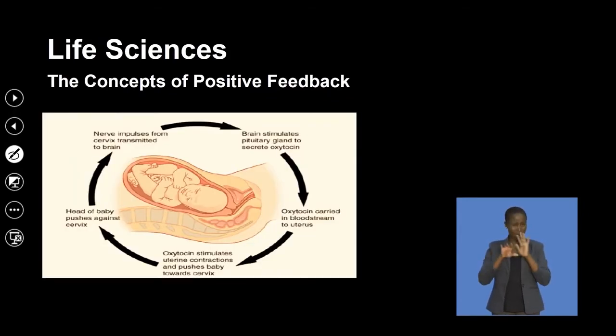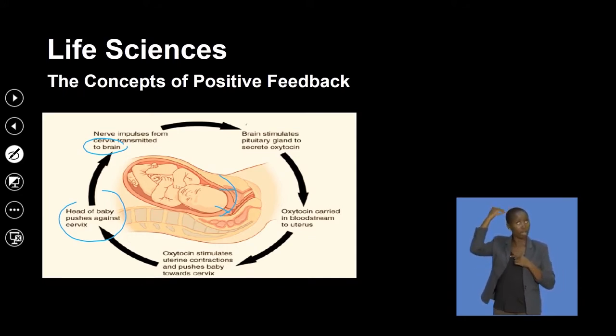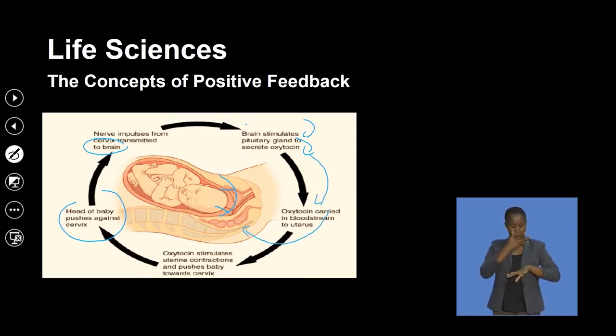When the head of the baby pushes against the cervix, a nerve impulse is sent to the brain. So that's the process. When the baby's head pushes against the cervix, it sends impulses to the brain. The brain then recognizes that stimulus and it uses the pituitary gland to release oxytocin. So oxytocin will then respond and it'll increase in the bloodstream, and it will then target the muscles in the uterus, causing the muscles to contract.